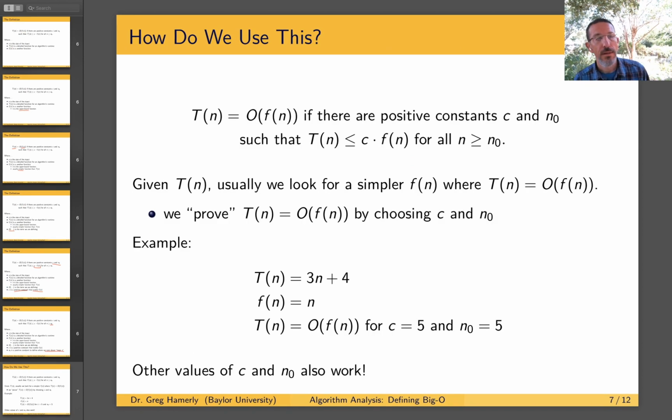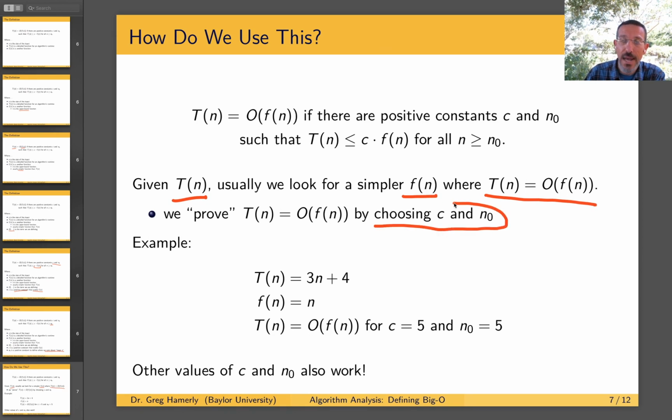Okay, so how do we use this definition? Remember, this is just a definition. If we're given some t of n, we're going to look for a simpler f of n that makes this true. And we prove that it's true by finding or choosing c and n naught.